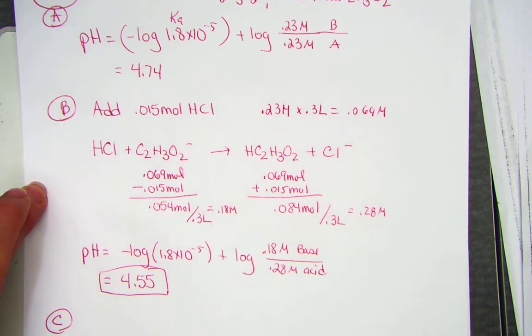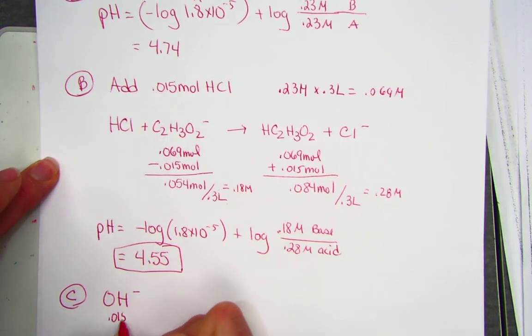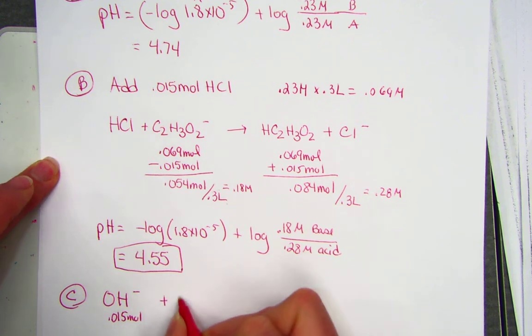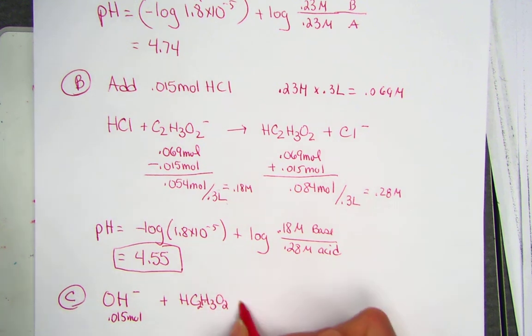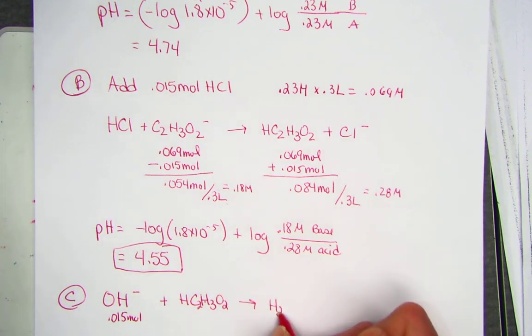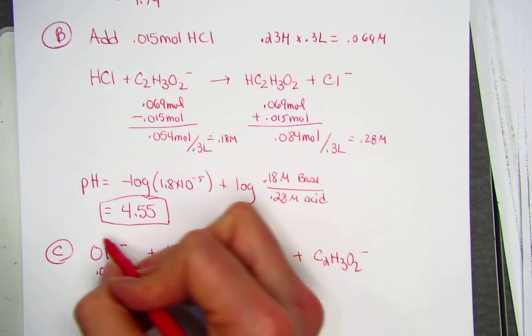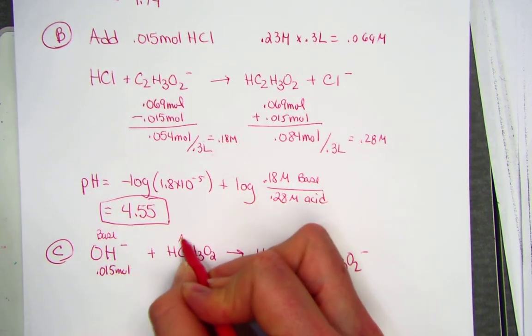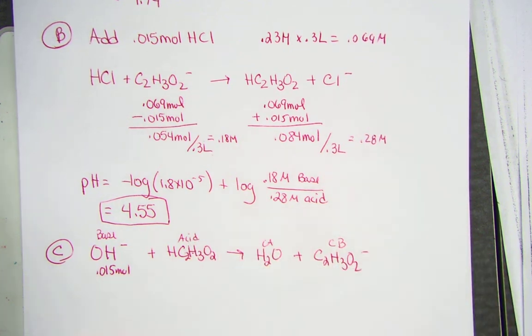Part C, I've got to look up, let me grab that number. 0.015 moles of sodium hydroxide. So now we're adding a strong base, 0.015 moles. That base is going to react with the acid, C2H3O2, making a conjugate of the hydroxide, water, and making more of the acetate ion. This is a base. It's going to react with our acid from the conjugate pair, creating more conjugate base.